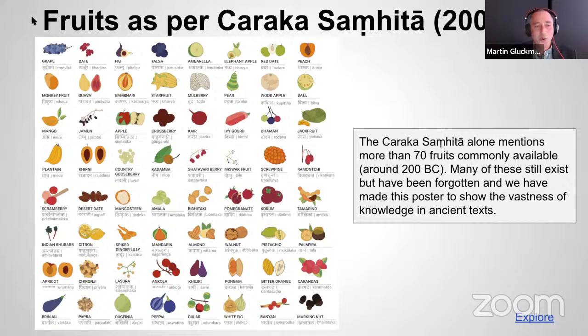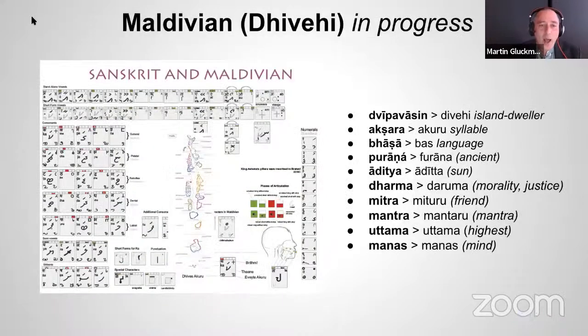and how much time they had for eating fruits. So our most recent poster was the Divehi poster. This is the Maldivian language, which is very much similar to the Vedic Sanskrit.